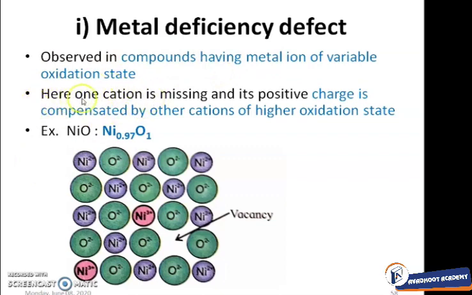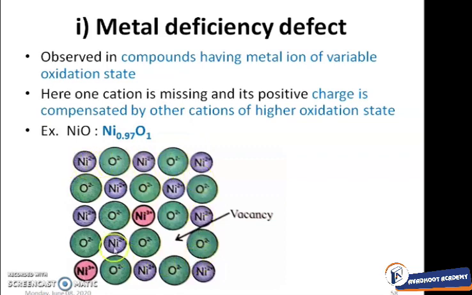Now in this type of defect, one cation is missing and its positive charge is compensated by another cation of higher oxidation state. For example, in nickel oxide there is a metal deficiency defect. Actually this is a non-stoichiometric solid. Stoichiometry is not 1:1. Nickel is 0.97 and oxygen is 1. So this is a non-stoichiometric solid.